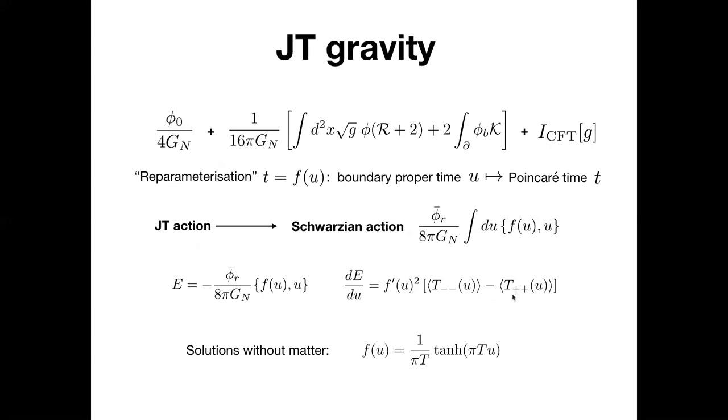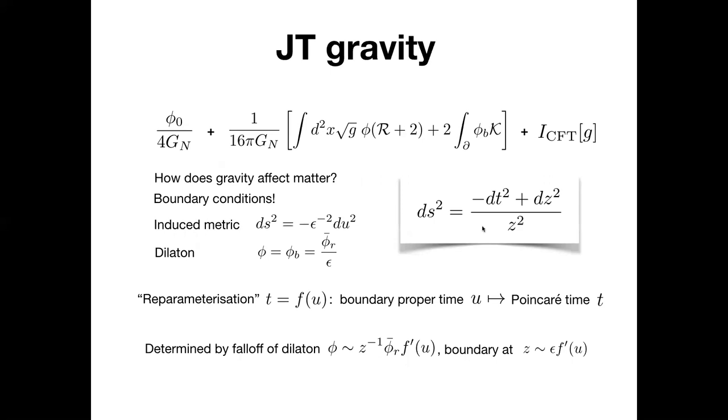And I've just written down a solution to this theory without any matter, for some constant energy, and the solutions all look like this. The one thing I'll highlight is that if I take this proper time u to go to infinity, we don't have f going to infinity. F approaches some constant, 1 over pi t. So that means that in these Poincaré coordinates, boundary time going to infinity doesn't correspond to Poincaré time going to infinity. Rather, Poincaré time slows down and stops at some finite value. And that value is going to correspond to the horizon of the black hole at this temperature.